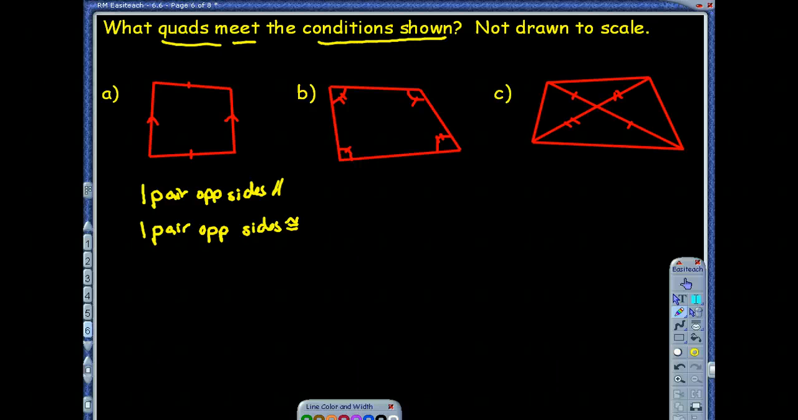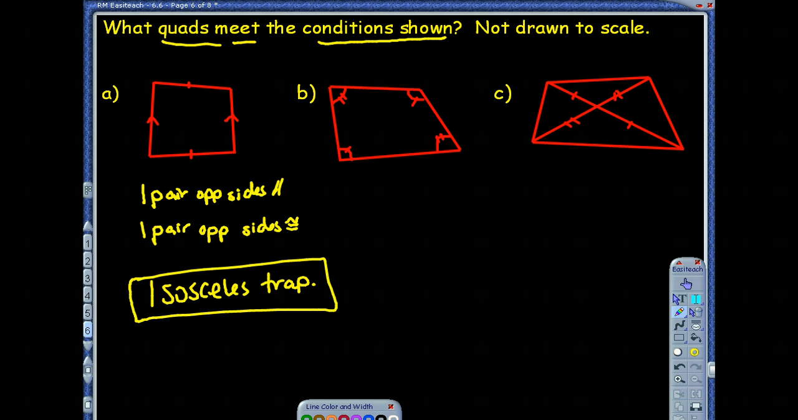quadrilateral. So what I'm thinking, if you only have one pair of opposite sides that are parallel and the non-parallel sides are congruent, that's an isosceles trapezoid. And it can't be anything else. Now, if the pair of opposite sides that were parallel were also congruent, that would make it a parallelogram. Right. Now, could this possibly be a parallelogram? Maybe. We don't have enough information to determine that. And that's the thing. It says what quad meets this condition for sure. This is not a sometimes thing. This will happen always. Right.